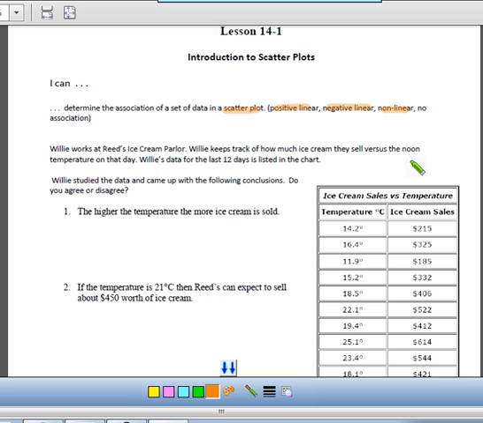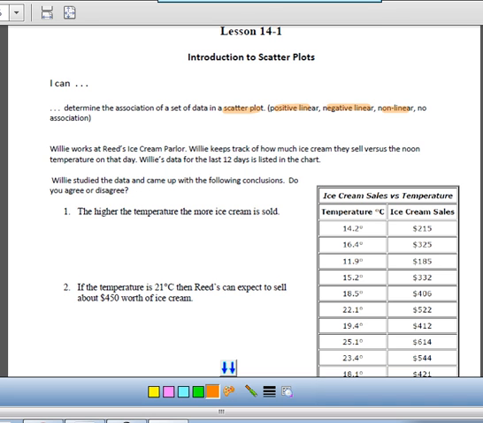Willie works at Reed's Ice Cream Parlor. By the way, this is our first example. Willie keeps track of how much ice cream they sell versus the noon temperature on that day. Willie's data for the last 12 days is listed in the chart. Willie studied the data and came up with the following conclusions. Do you agree or disagree?